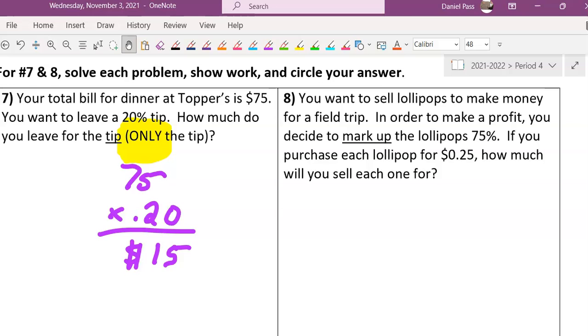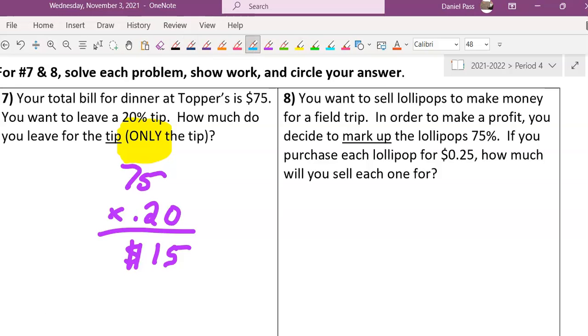You want to sell lollipops to make money for a field trip. In order to make profit, you decide to mark up, meaning you're going to make some money, 75%. If you purchase each lollipop for 25 cents, how much will you sell each one for? Okay. What color do you want? Light blue.